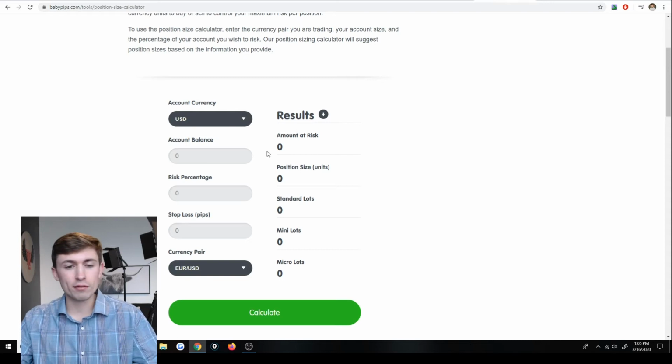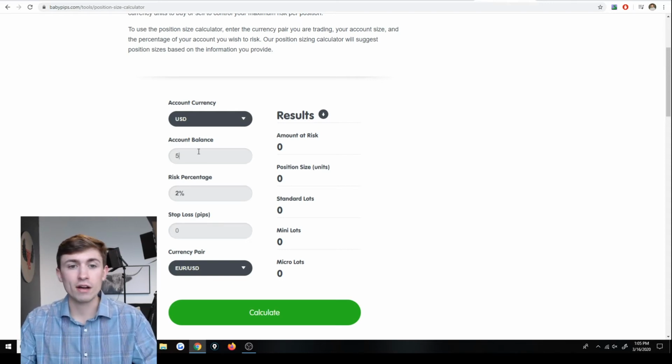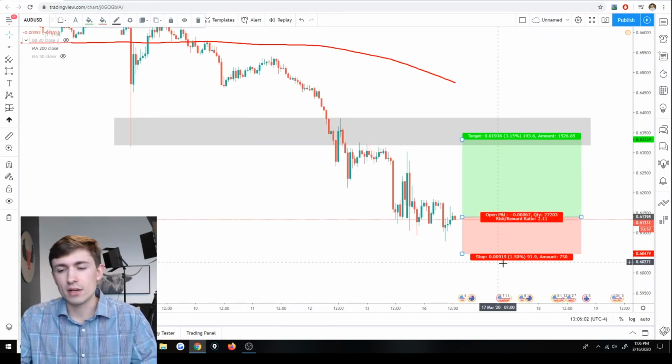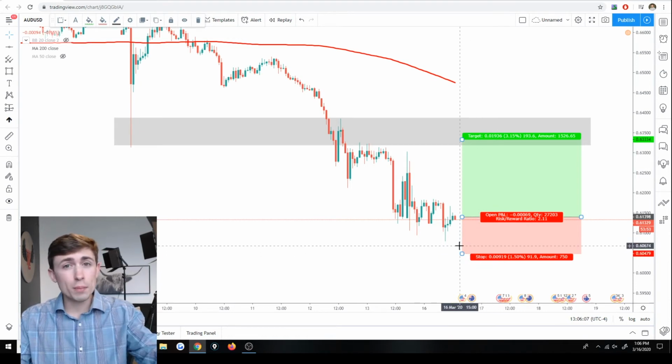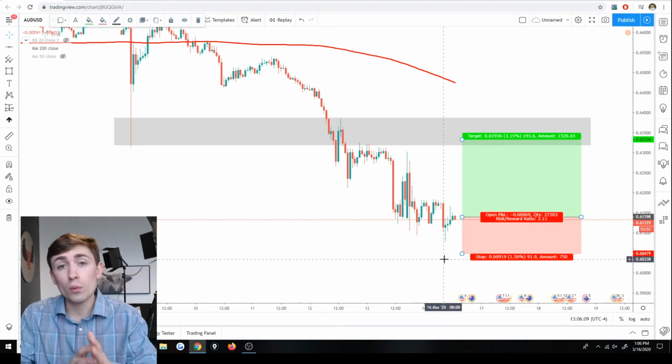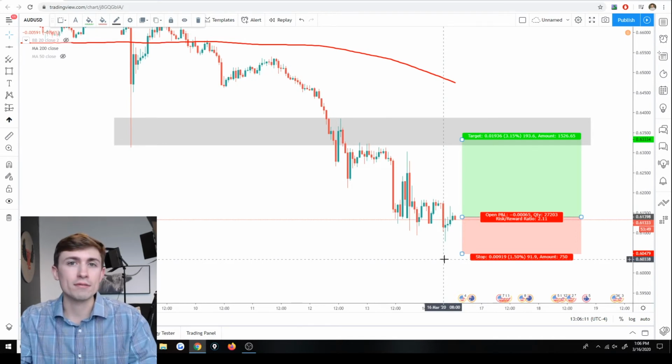Going off of, let's say, a 2% risk, and I think we said our account was $5,000, so we have 5,000 US dollars in our account. We want to risk 2% on this particular trade. Going back to our trade, we have, let's say 92 pips, just for simplicity, a 92 pip stop, but we only want to risk 2% of our $5,000 account.